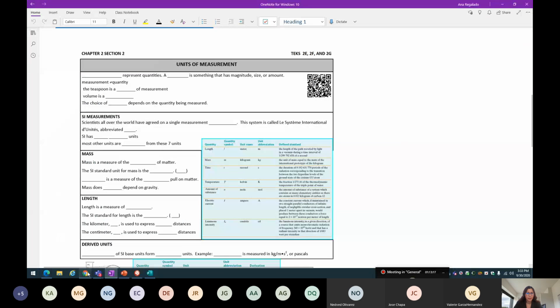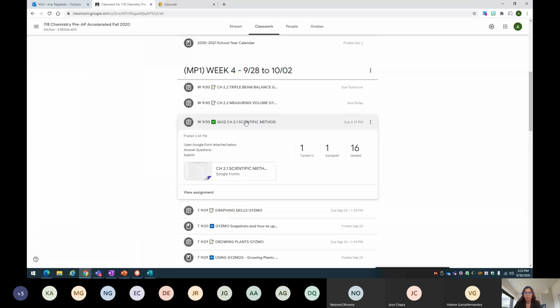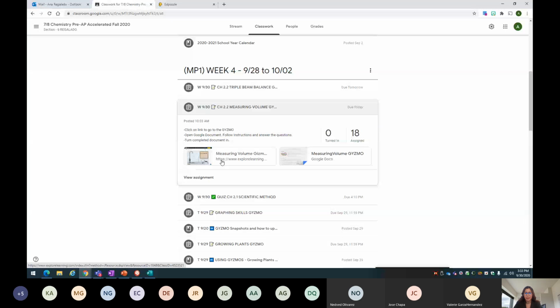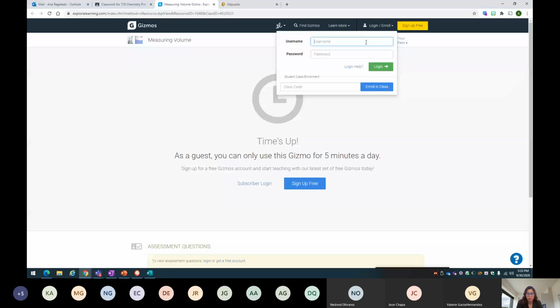So let me show you really quick. In your Google Classroom, it's already there and it's titled Measuring Volume. When you open it, you have the link and you have the document. Let me go ahead and open the link so you know what it looks like. And again, use the same credentials that you used yesterday to sign in. Let me go ahead and sign in myself.